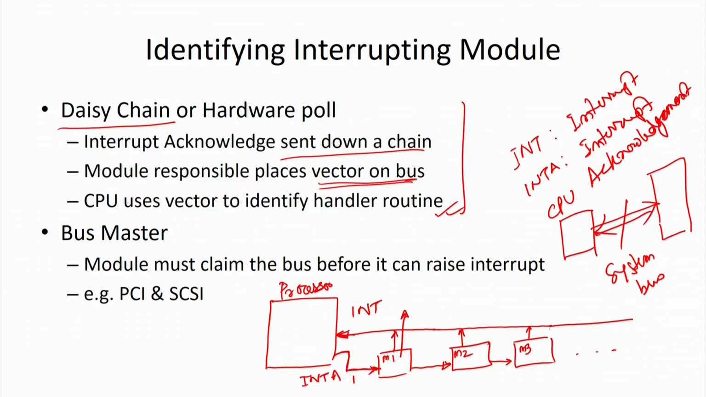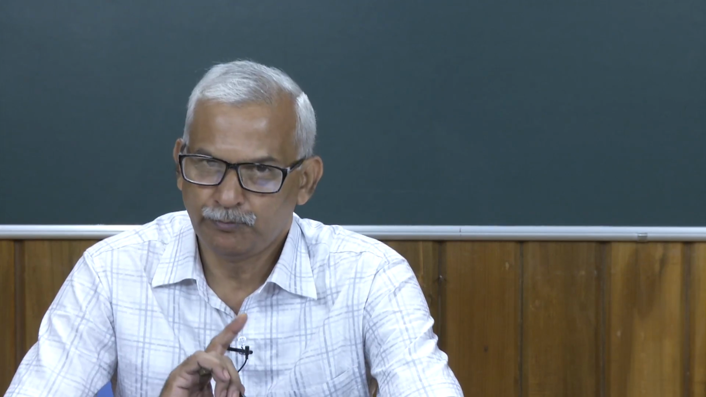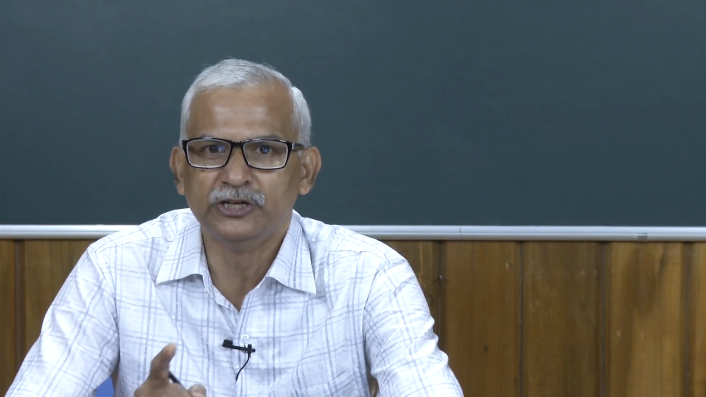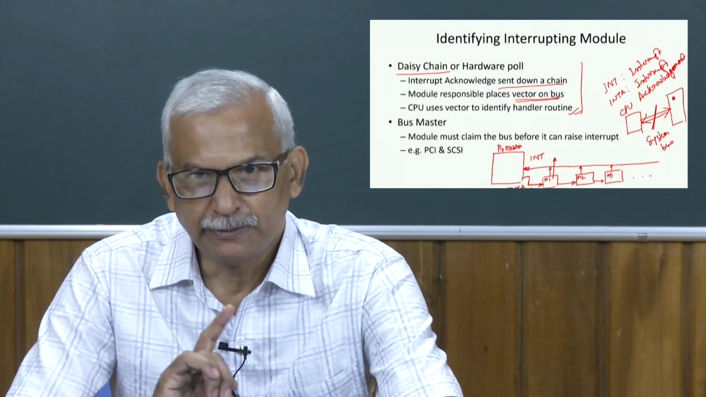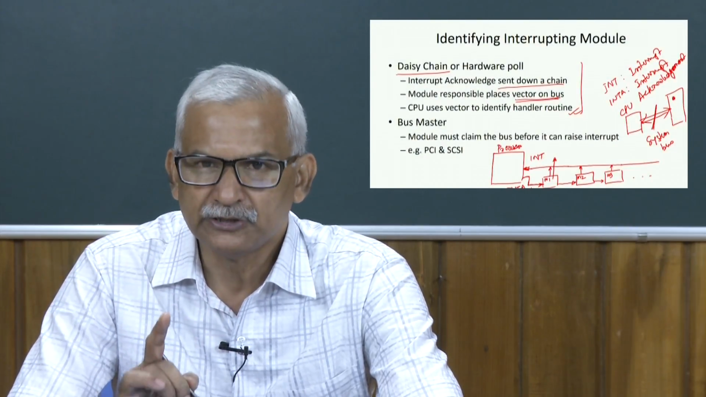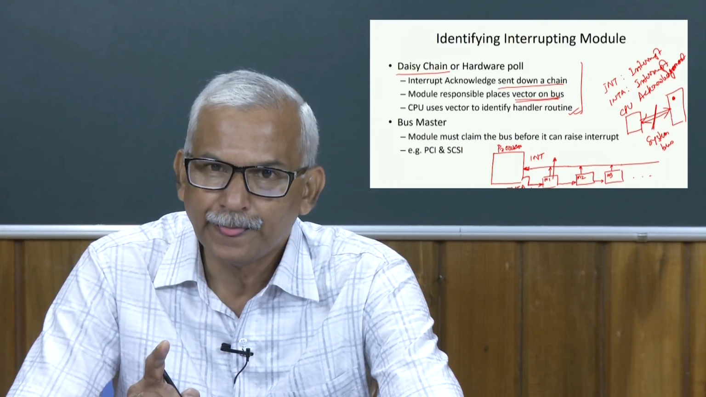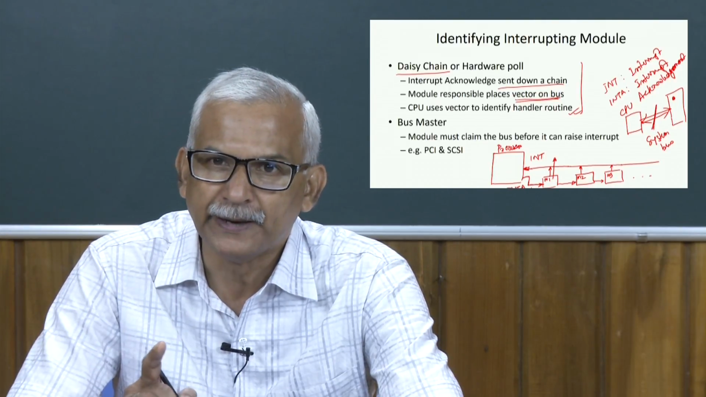In case of bus master, what will happen? We are going to implement one more device called bus master. In that particular case, whichever device is going to give an interrupt, first of all it is going to acquire the bus. That means that bus will be used by that particular device only. So, first of all the IO module is going to acquire the bus, and only that IO module or that device can raise the interrupt.